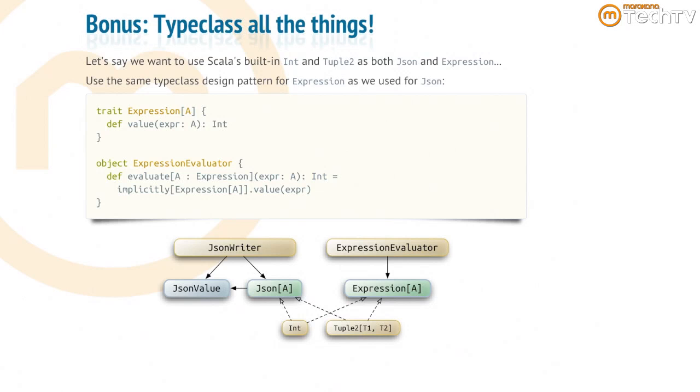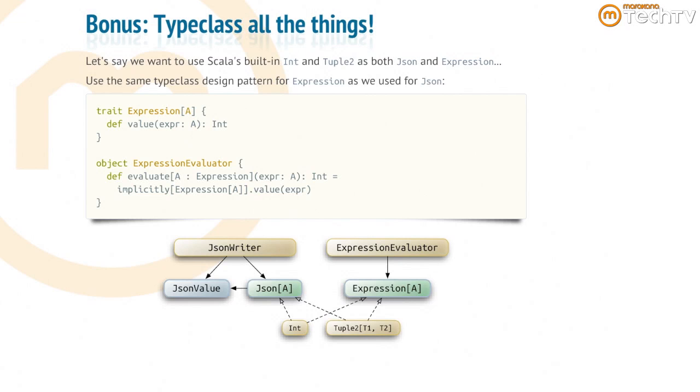And just to take another look at what our class diagram is going to represent in terms of coupling, we've got our JSON writer family off to the left, and we've got our expression evaluator family off to the right. But those are no longer tied at all to the concrete implementations of the things that we're going to be converting to JSON, or the things that we're going to be evaluating as an expression. So int and tuple2 are both members of these type classes now, but again, I've represented these with dotted arrows to indicate that there's no actual dependency there.